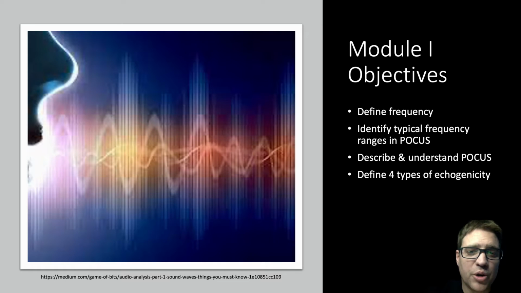The objectives of Module 1 are listed on this slide, and they include define frequency, identify typical frequency ranges in POCUS, describe and understand POCUS, define the 4 types of echogenicity.